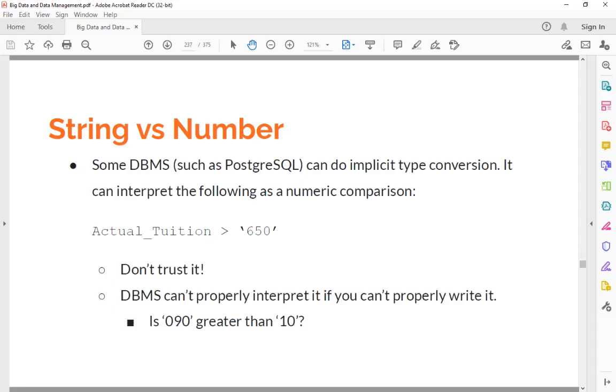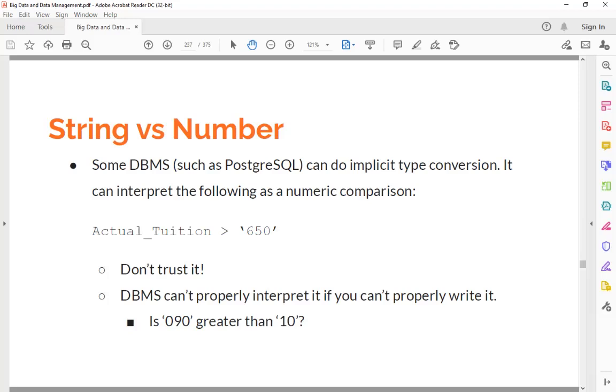So it will do the conversion. It will automatically convert this 650 into a number 650. So you can do that. Postgres will do the comparison for you, and it looks good, right? But what I'm telling you is, don't do that.